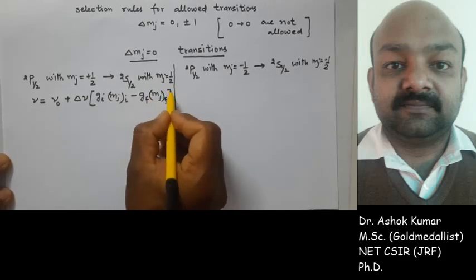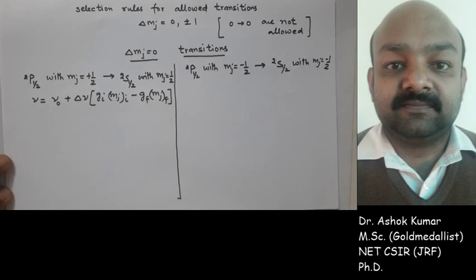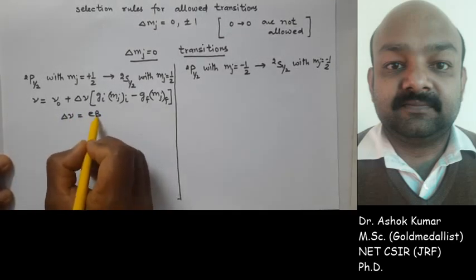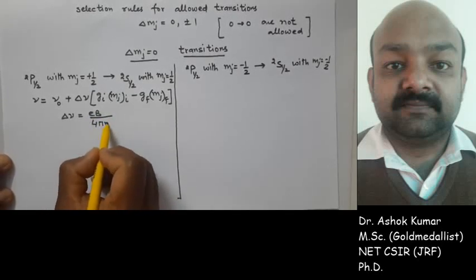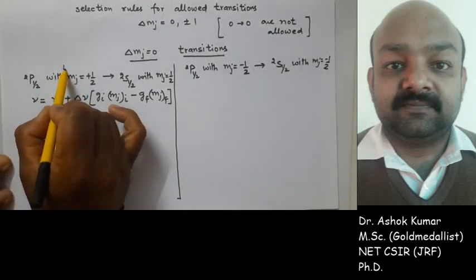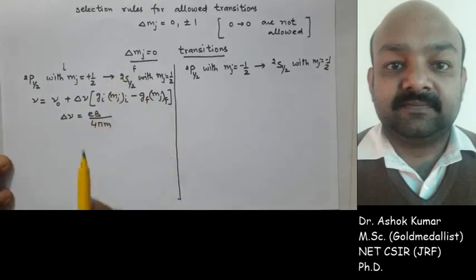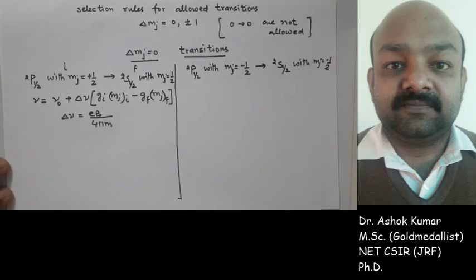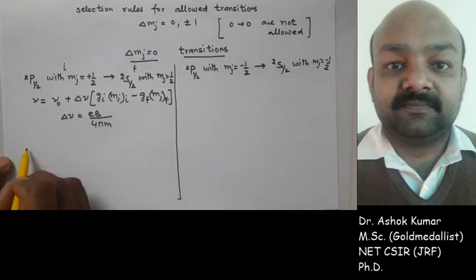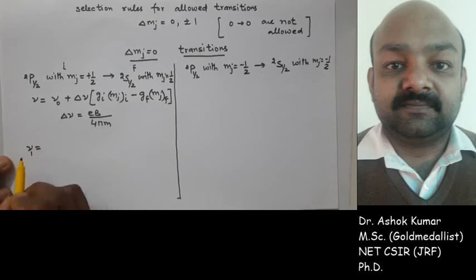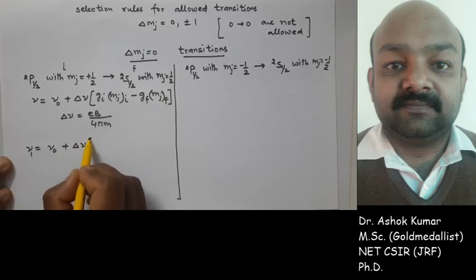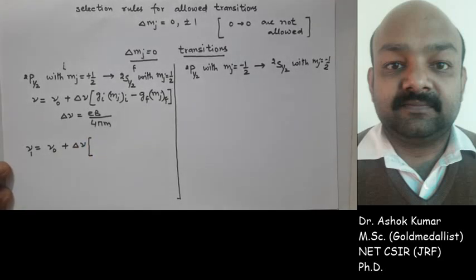The detailed explanation of this formula is in my first lecture. You can see that here delta nu is EB upon 4 pi m. So first level is this one, second level is this one, and we will substitute the values here and we will see what will happen. So nu is equal to, I will mark here this nu because we will have a lot many transitions, and keep on marking nu 1, nu 2, nu 3 respectively for all.